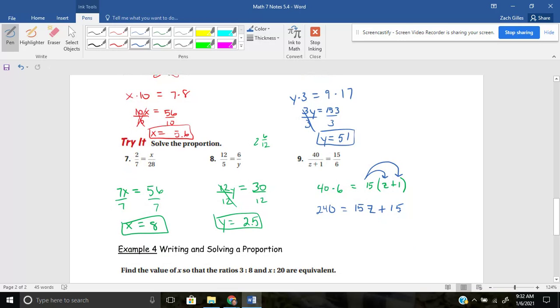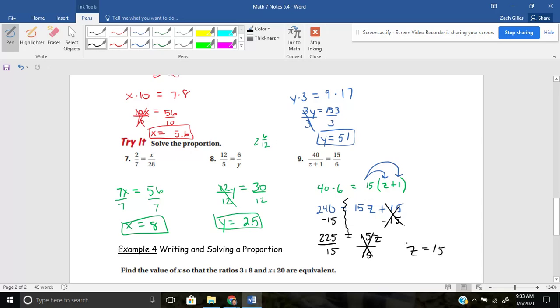So remember, to solve a two-step equation, first we need to move this constant. So we need to subtract 15 on both sides first. Because we're undoing a math problem, we need to undo our addition or subtraction first. So I'll get 240 minus 15, and that'll give me 225, equals 15z. And then lastly, divide by 15 on both sides, and z equals 225 divided by 15, 15.